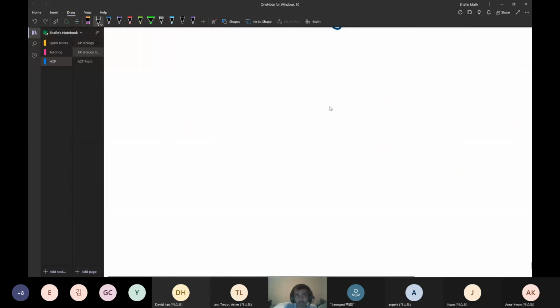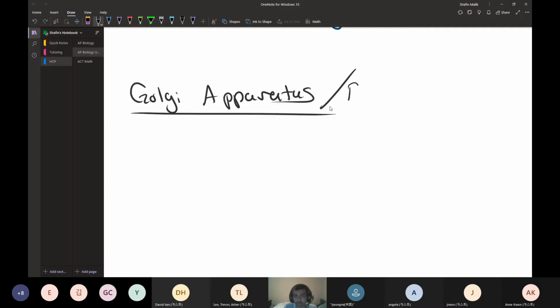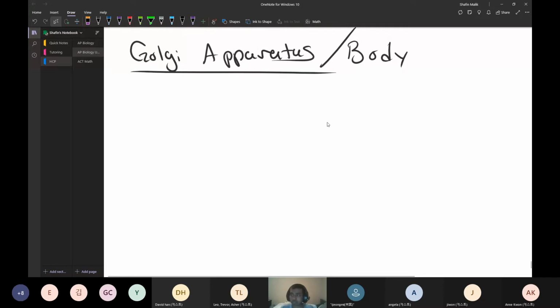To start it off, I'll just write the spelling of it. It's Golgi Apparatus. Sometimes it's called Golgi Body. The shape of this structure is kind of like flat discs, like CDs, and it wraps around the endoplasmic reticulum a little bit. It's outside of the endoplasmic reticulum. It kind of surrounds it like a cloth, I guess.